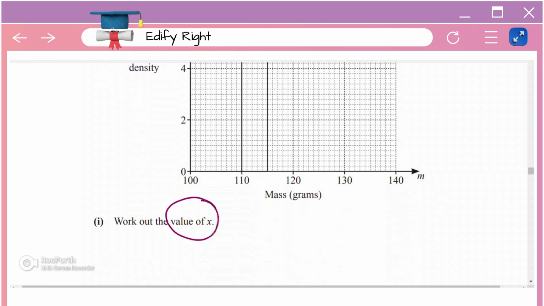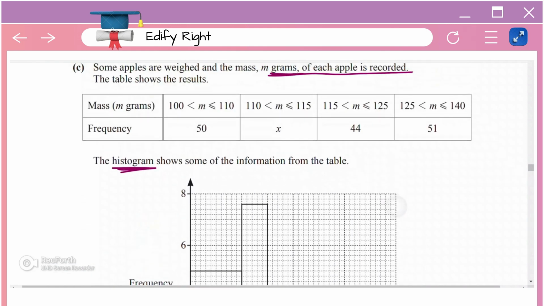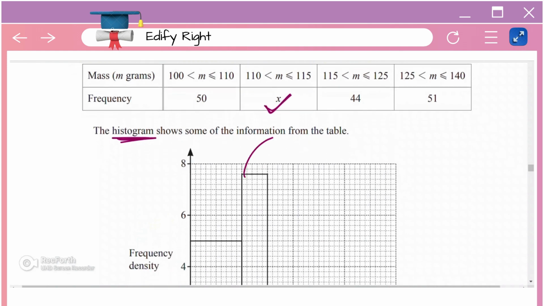Work out the value of x. Let's go back to x right now. So this is where x is. This indicates the second box that you see over here. So from the graph itself, we can see that the frequency density is about this point, which is 7.6. Now we have a formula, which is frequency density is equal to frequency upon class width.